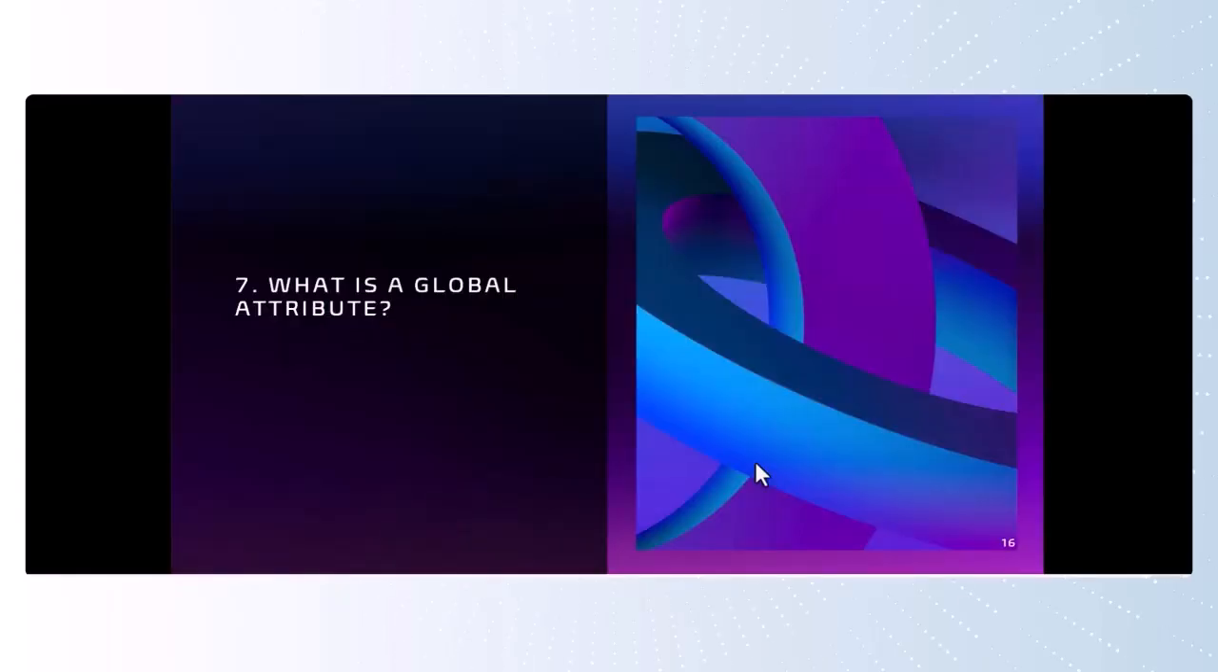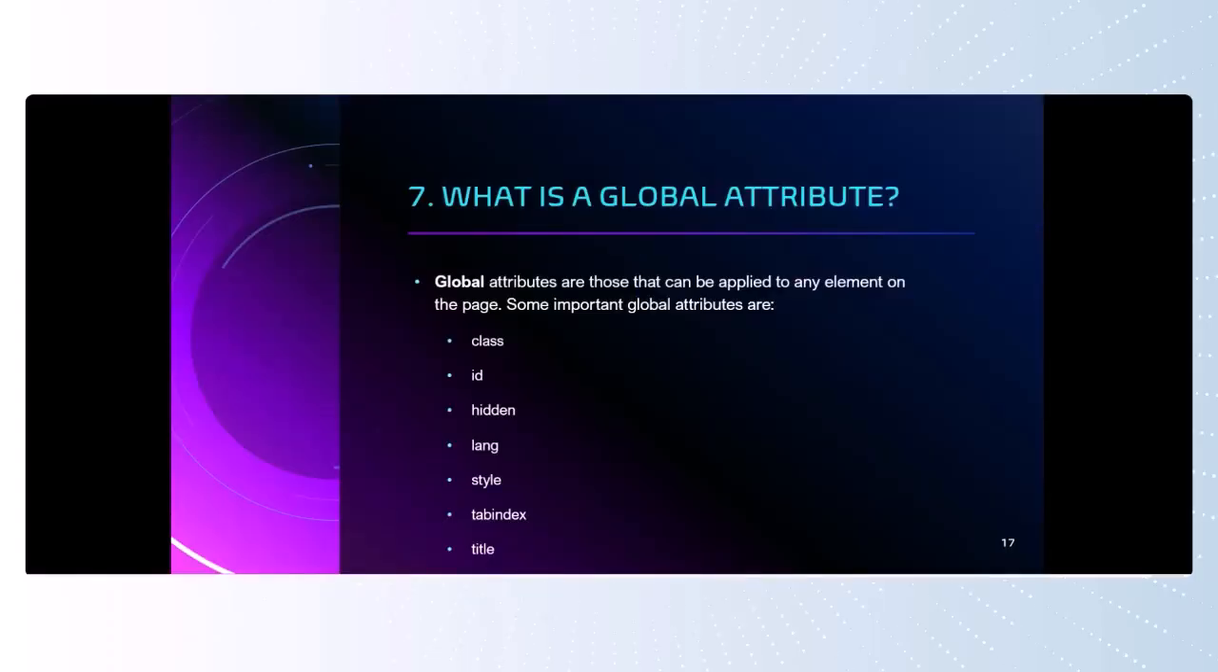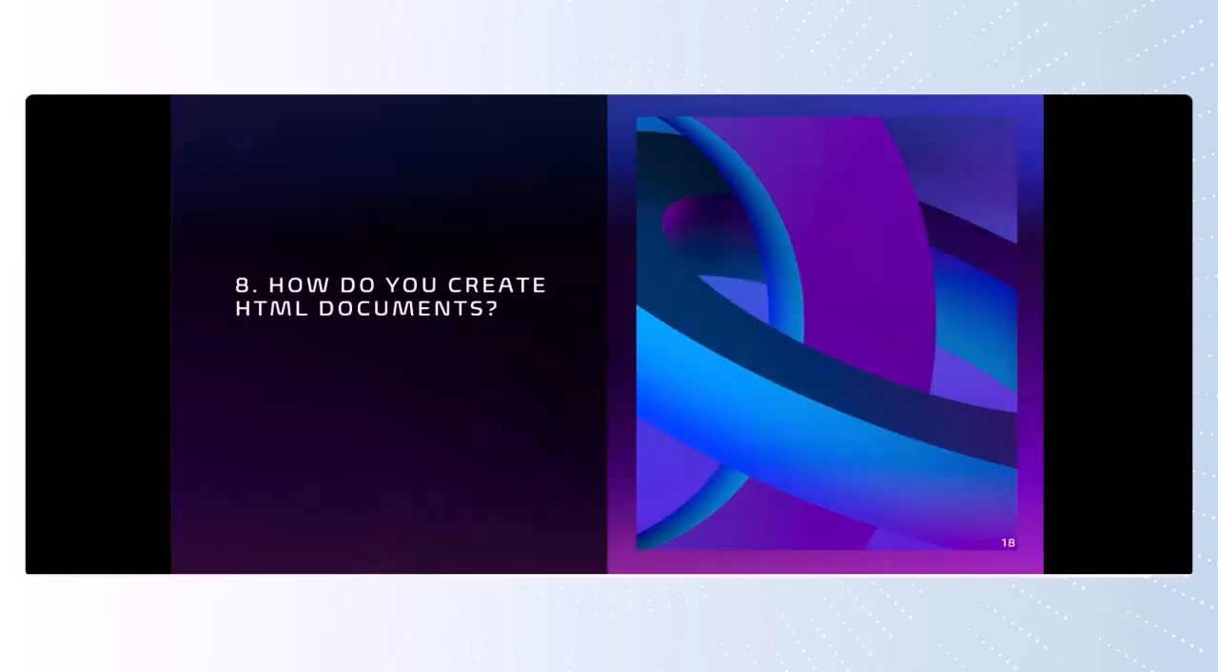What is a global attribute? Global attributes are applied to any element on the page. Some important global attributes are class, ID, hidden, language, style, tab index, and title.